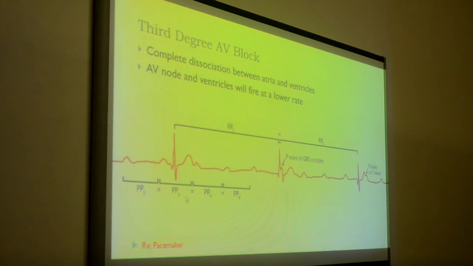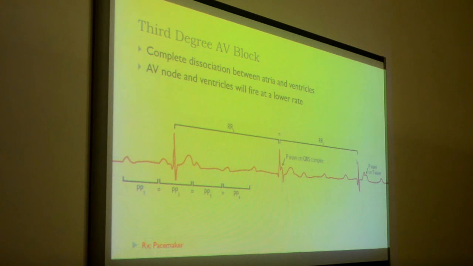The SA node is firing by itself, and the ventricles are firing by themselves. Look at this. You have a P wave here, then another P wave here. Then you have a QRS, a P wave here, P wave here, P wave here. A P wave comes on the QRS complex, a P wave on the T wave. The atria is firing at its own rate, and the ventricle is firing at their own rate.